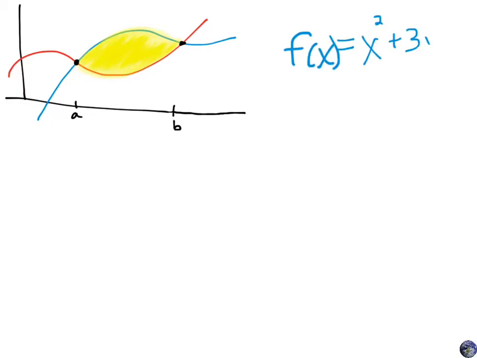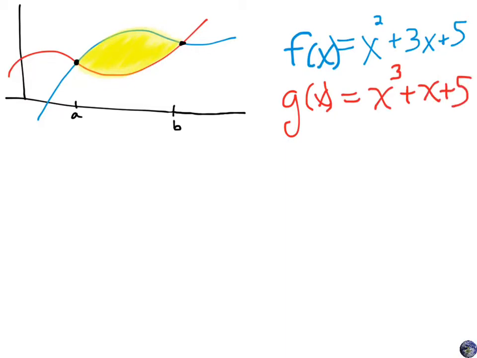So let's suppose that f of x is x squared plus 3x plus 5. So we know it's going to be a parabola shape. By the way, I'm not referring to this picture over here. This is just a brand new problem. So that'll be our f of x, and let our g of x be x cubed plus x plus 5.